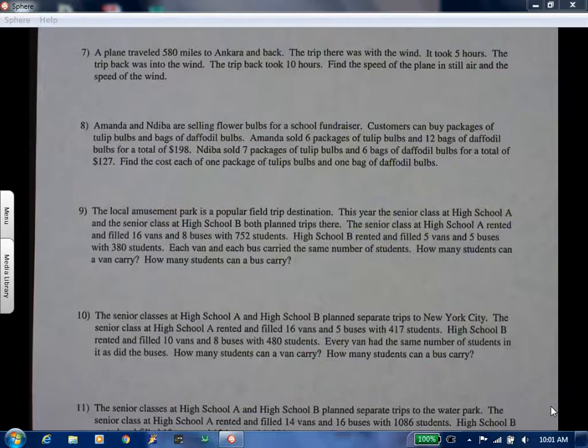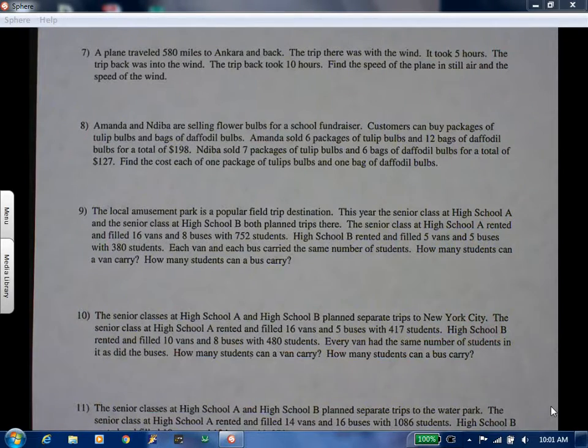Now that question at the end, find the speed of the plane in still air, that's your airspeed, and the speed of the wind. So we're trying to find the same thing, but what haven't they given us that they gave us in the last problem? The ground speed. The ground speeds. We don't have the ground speeds.